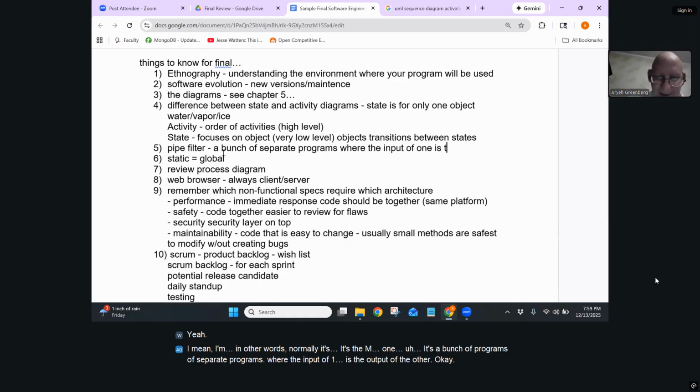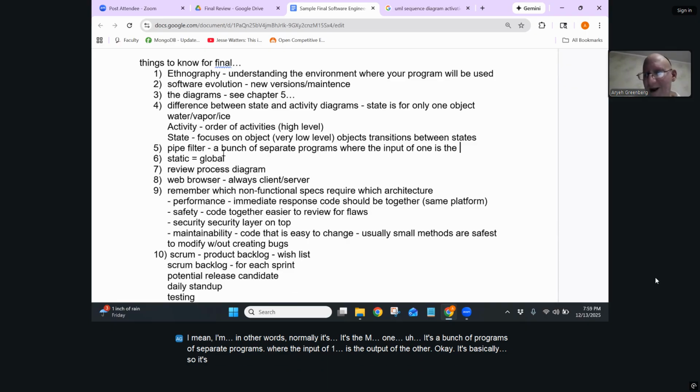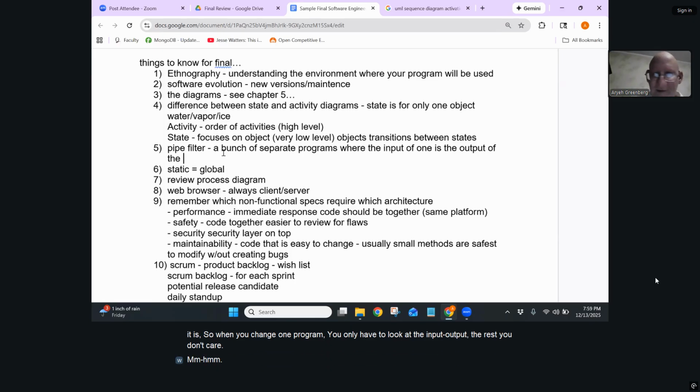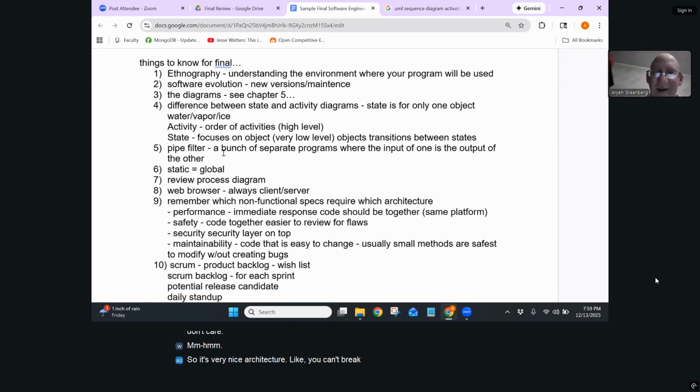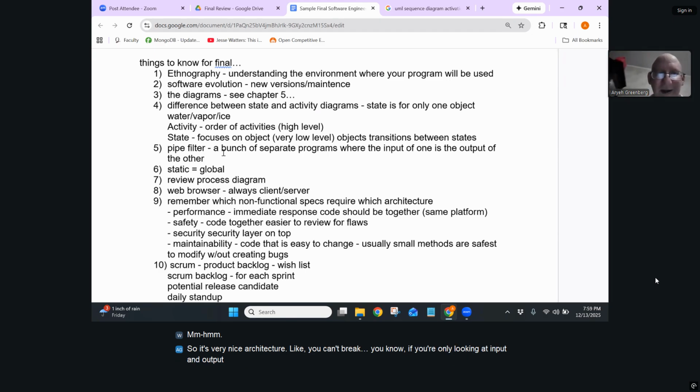Okay? It's a bunch of programs, but they're separate programs, right? Which is what's nice about it. When you change one program, you only have to look at the input and output, the rest you don't care about. So it's a very nice architecture. If you're only looking at input and output, you can't break anything else.